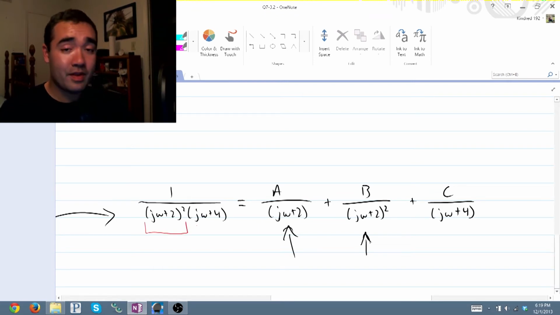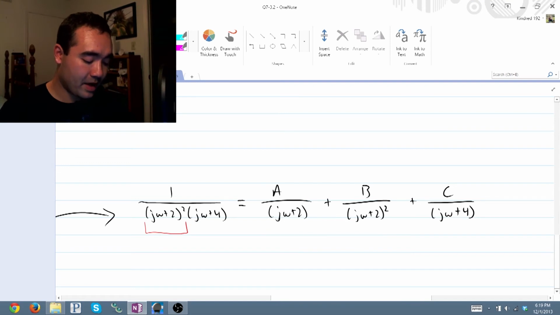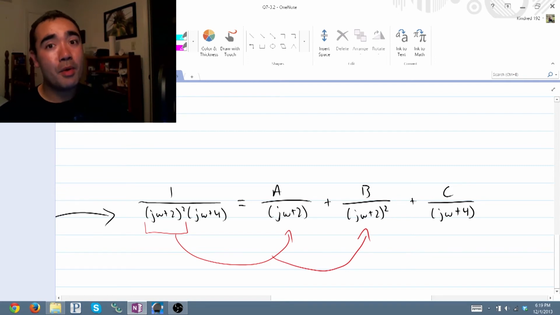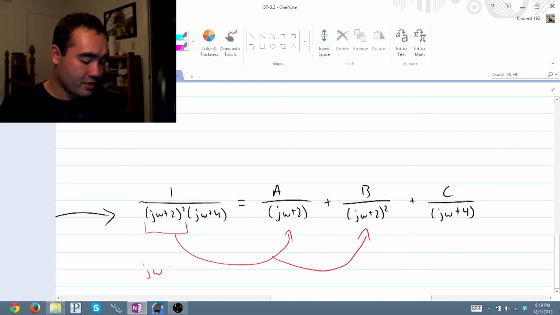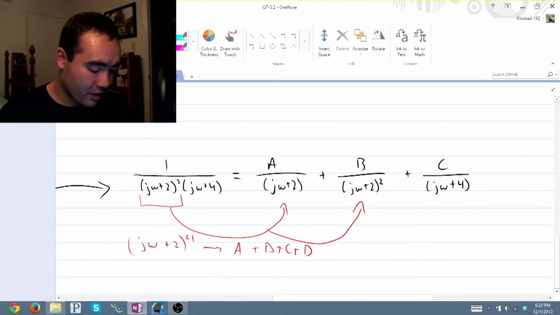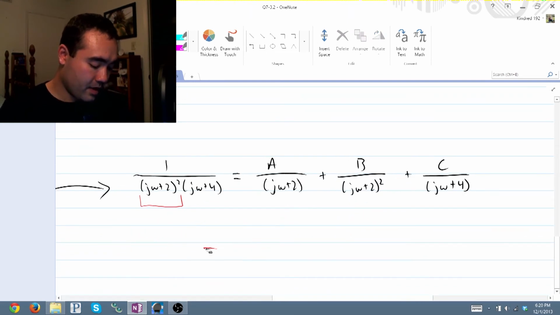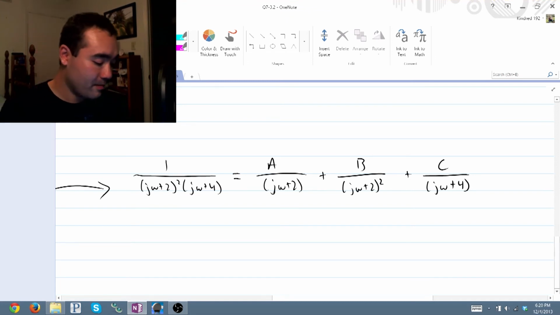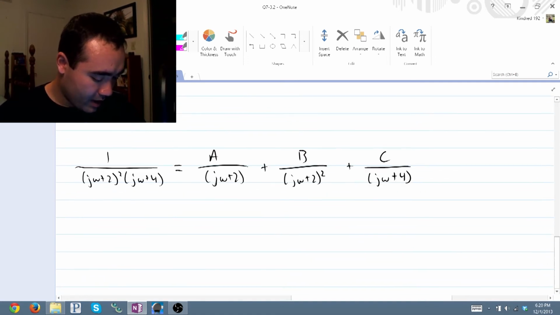And so the reason is this is squared, and this happens when you have repeated roots in the denominator. You've got to have one fraction for each multiple of the root. So if this was j omega plus 2 to the 4th, then you would end up with 4 fractions, over increasing powers of the root. That's how you would deal with multiple roots. The more roots you have, the more fractions you have, obviously. So let's go ahead and continue.